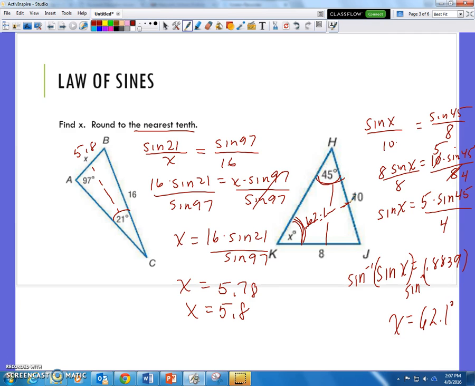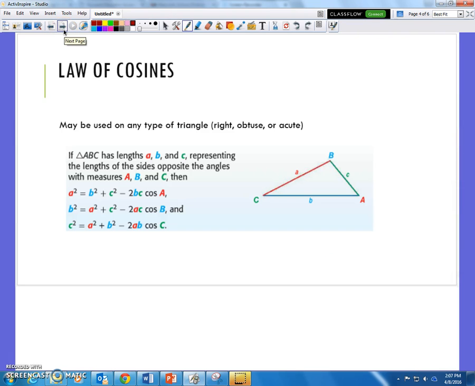It's called the law of sines, and we can use it on triangles that are not just right triangles. That's why it's so useful. Let's take a look at the law of cosines now, and this is the one that takes a little bit more work to remember.